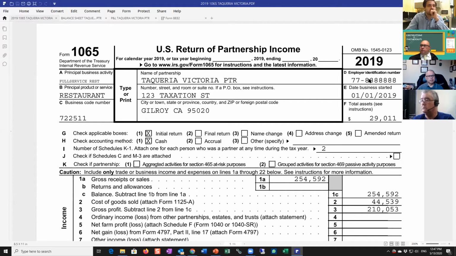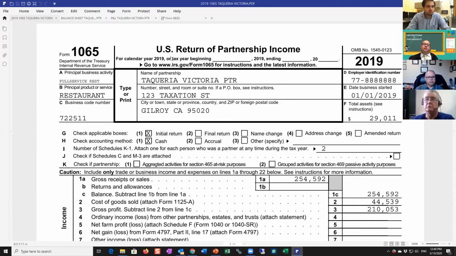You need, of course, your employee identification number. When you started the business, this one started very promptly on 1/1, and then your assets. Now, this amount is going to come up from another page of the 1065, so I'm just going to ignore it for now. On the top, you will notice this: calendar year 2019 or tax year beginning.